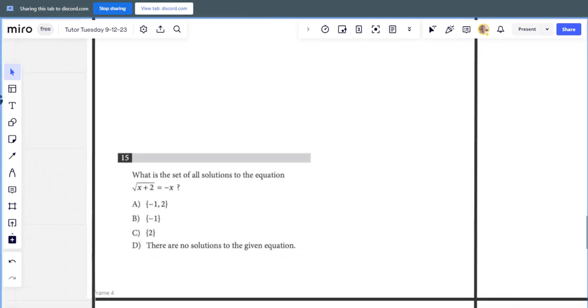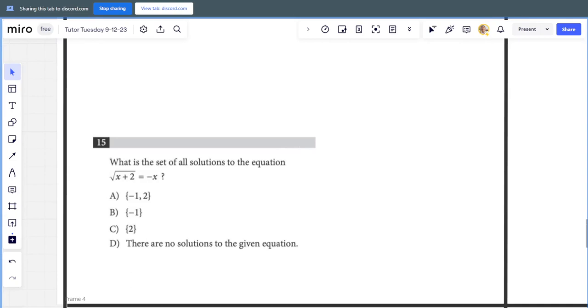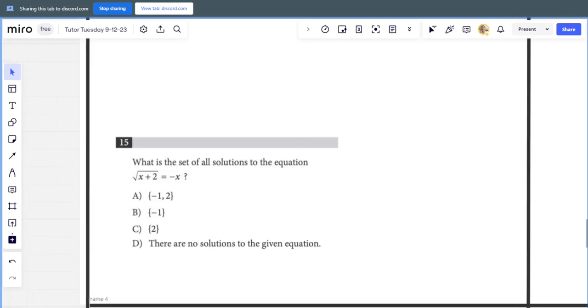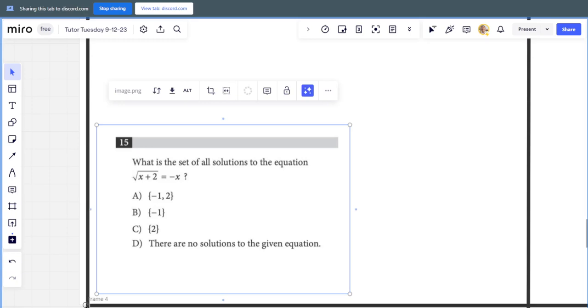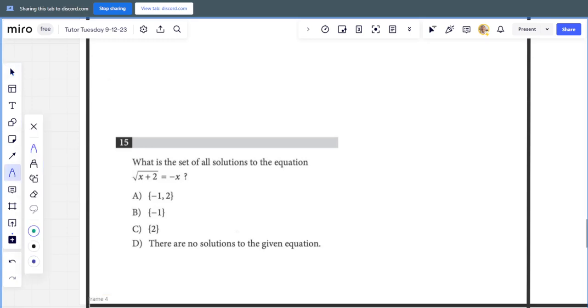Someone submitted this one. What is the set of all solutions to the equation square root of x plus 2 equals negative x? Okay, so they give us possible solutions. We can check them. Instead of trying to solve ourselves, we can actually check these solutions. If we plug in negative 1, we get square root of negative 1 plus 2 equals negative of negative 1. That gives us 1 equals 1, which is true.